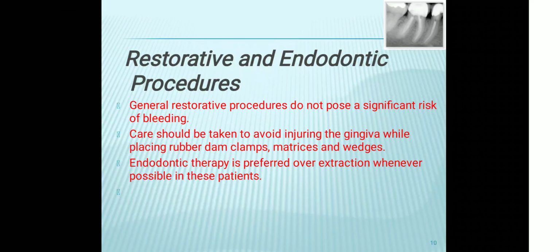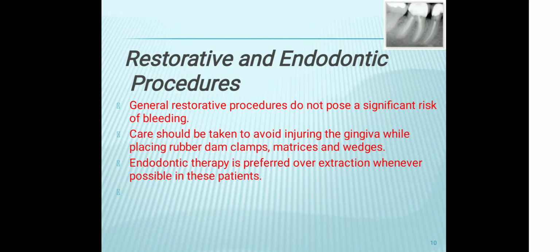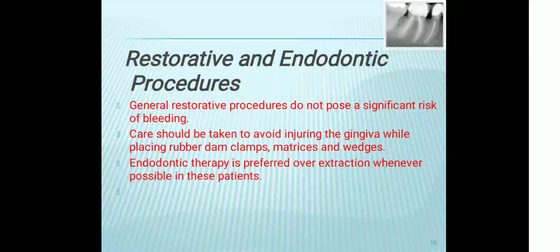Restorative and endodontic procedures. General restorative procedures do not pose any significant risk of bleeding. Care should be taken to avoid injuring the gingiva while placing the rubber dams, clamps, matrices, and wedges. Endodontic therapy is preferred over extractions whenever possible. In these patients, we always say to save the tooth instead of extracting the tooth.